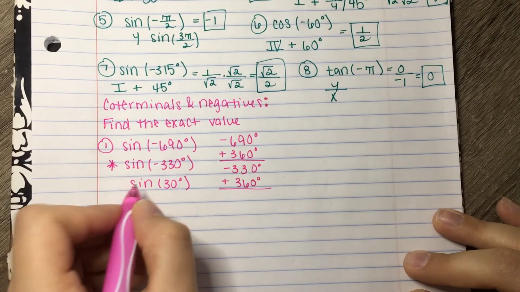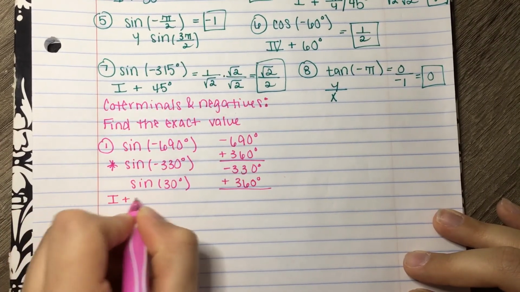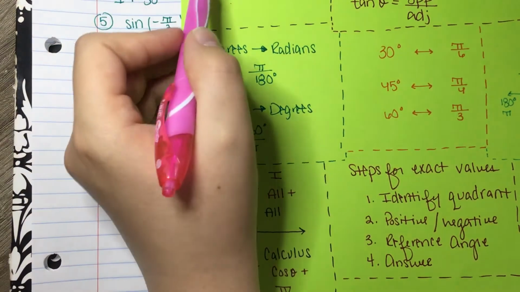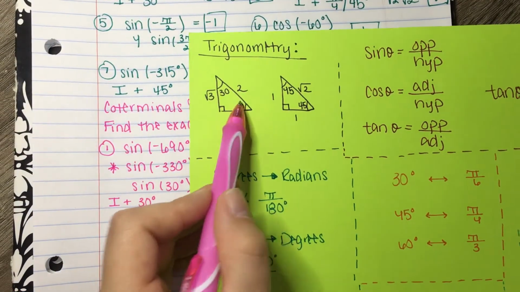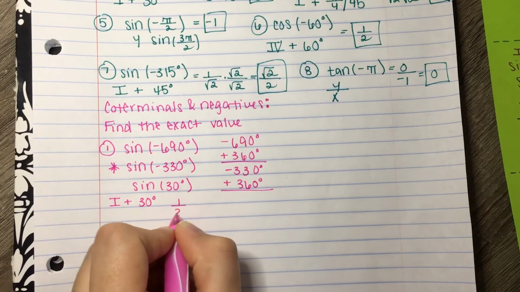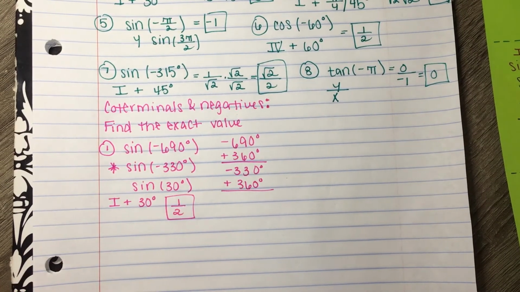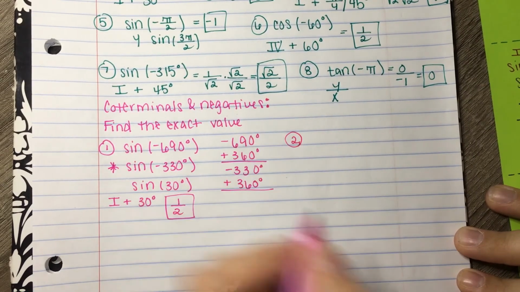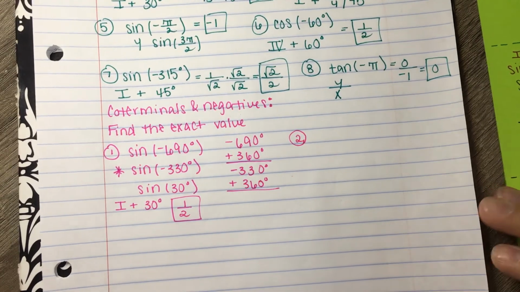All right, so we're going to do sine of 30 degrees, and that's in quadrant 1 where it's positive, and the reference angle is itself, which is 30 degrees. So sine of 30 degrees here is opposite over hypotenuse, and that's 1 over 2, and there's our answer for number 1, positive 1/2. All right, number 2, and we're only doing 4, okay, so we're almost done.